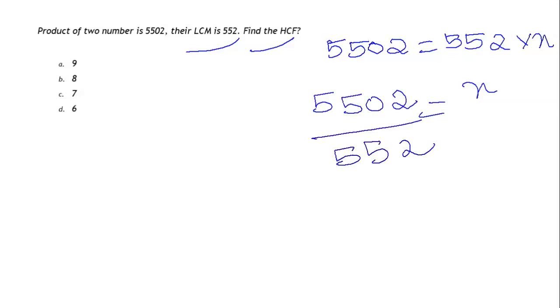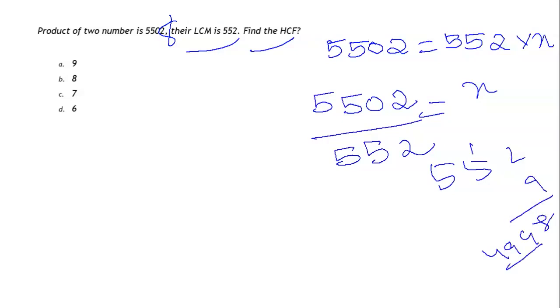Approximately 9, correct? So they have made a mistake here, I believe. It should be 5508. No, I'm sorry. Wait, 552 into 9. No, it's approximately 9 point something that you get, correct? So maybe this part of the question is wrong, in the online application. Maybe this value should be different, okay? So anyway, for this value, approximately we could take it as 9.